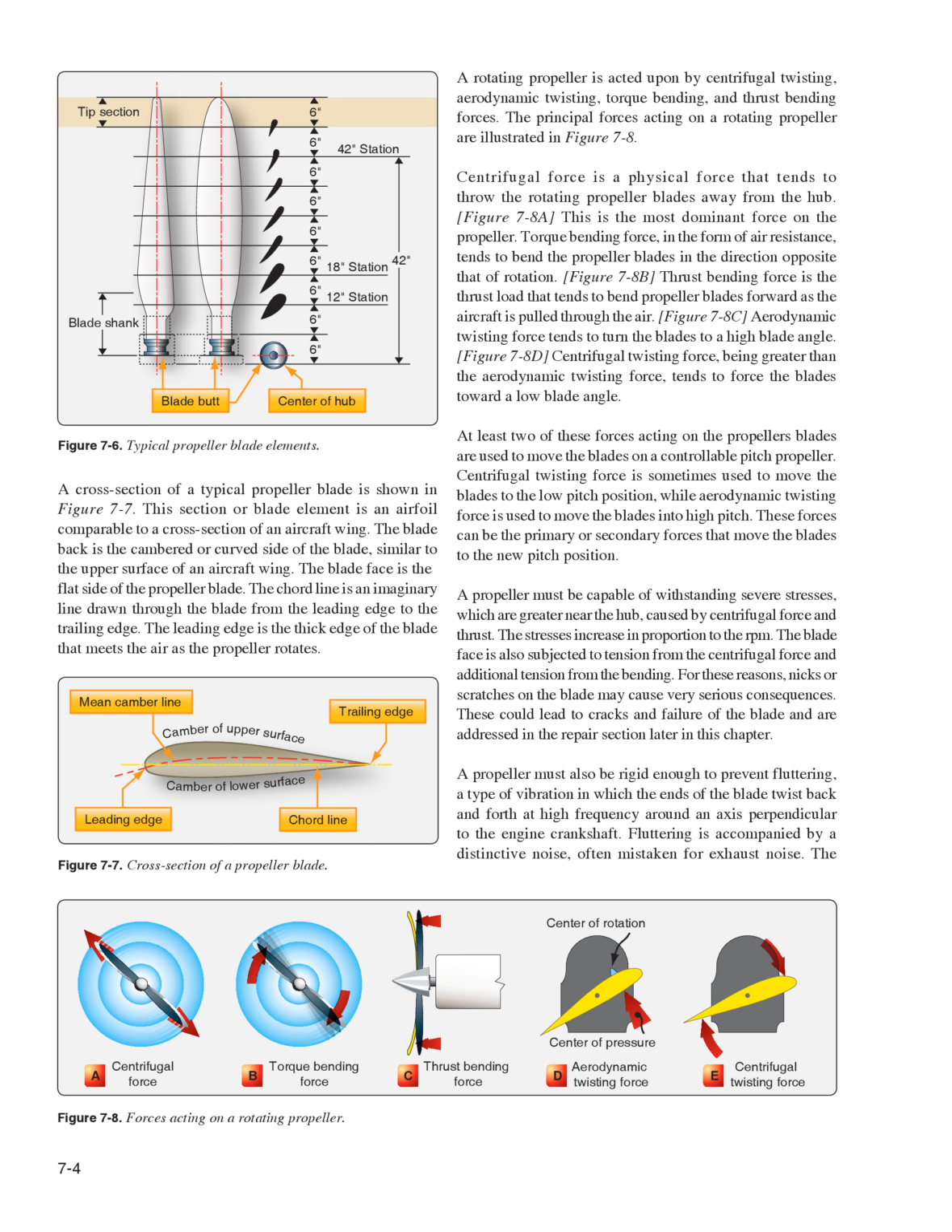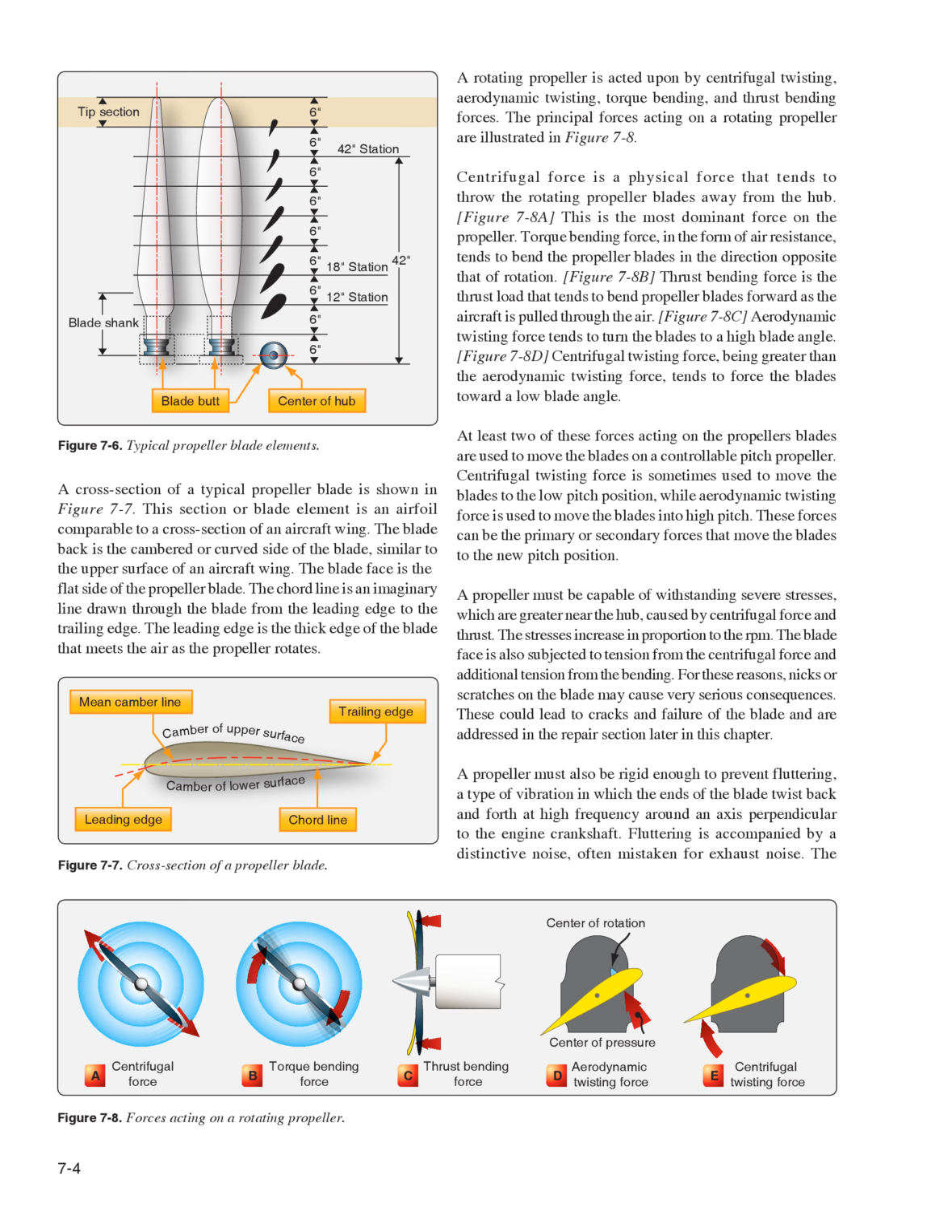At least two of these forces acting on the propeller's blades are used to move the blades on a controllable pitch propeller. Centrifugal twisting force is sometimes used to move the blades to the low pitch position, while aerodynamic twisting force is used to move the blades into high pitch. These forces can be the primary or secondary forces that move the blades to the new pitch position.